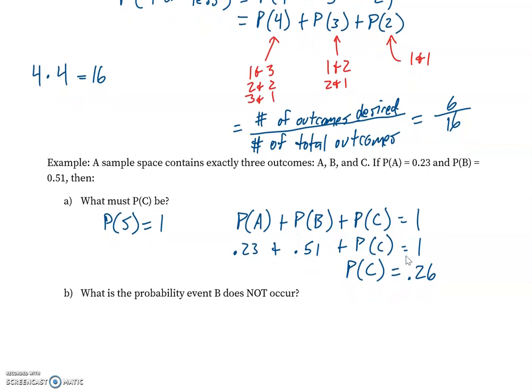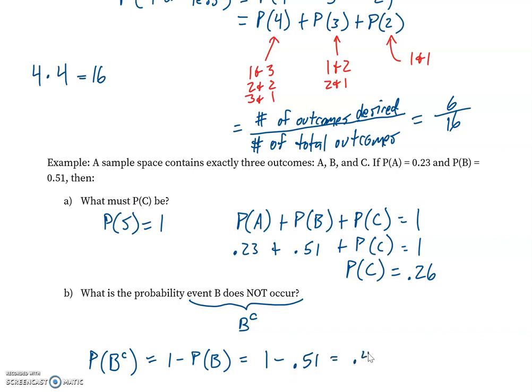And then our next part here: what's the probability event B does not occur? So this sounds a lot like B complement, the complement of B, the opposite of B. If we want to find the complementary probability, we just say, okay, let me do 1 minus the probability that it does occur. So we know the probability of B is 0.51. We're just going to do 1 minus that, and we should get 0.49.